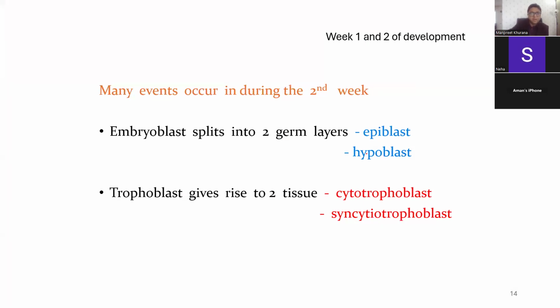Now, many events are occurring during the second week. So the second week is very, very important during development. Now, the embryoblast is the inner cell mass which is giving rise to the embryo. So we call it embryoblast because it is giving rise to the embryo. Now it splits into two germ layers. The two germ layers are epiblast and hypoblast.